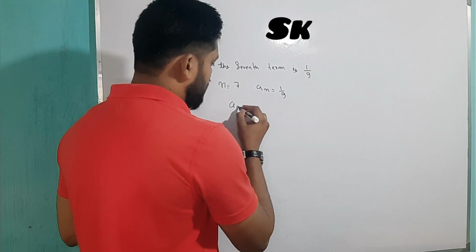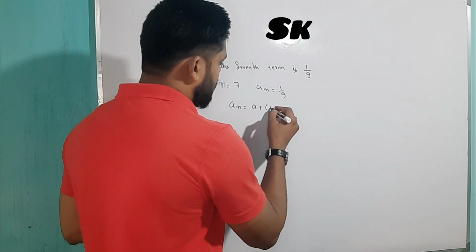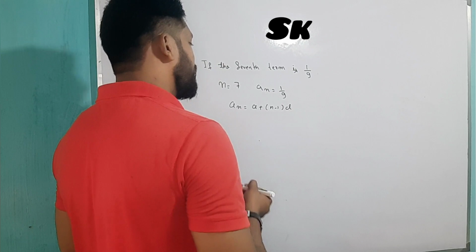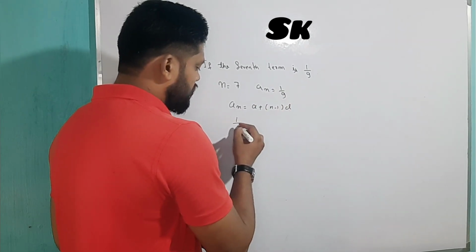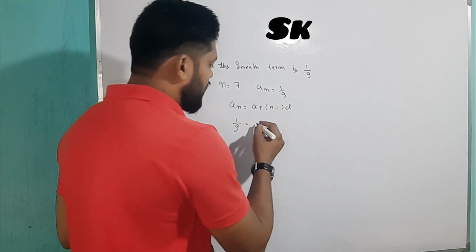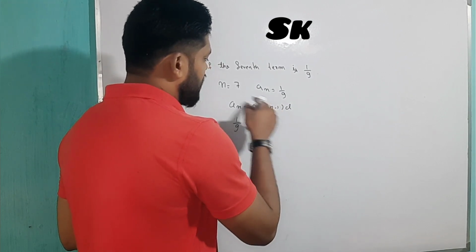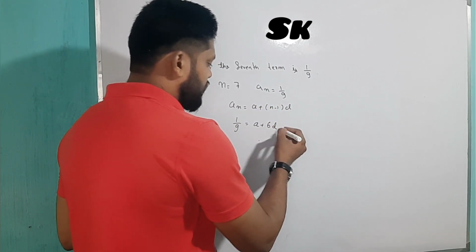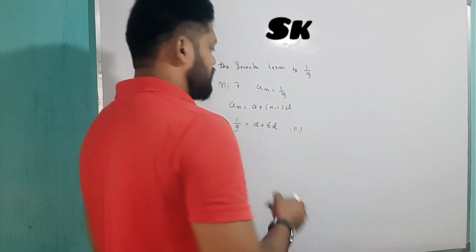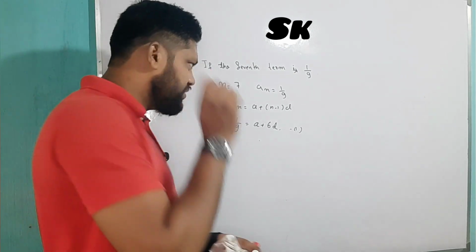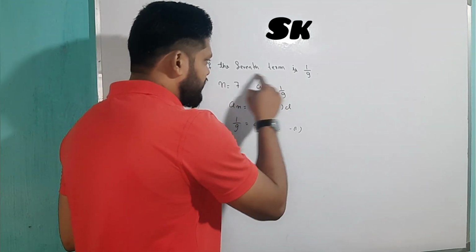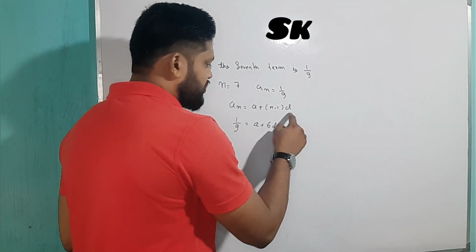The formula is an is equal to a plus n minus 1 d, right? With respect to this, I am not having A, so write A as it is. N minus 1, n is 7, so 6d. That much only. This is equation number 1. You remember one thing, whenever they say 7th term, it means 6d.